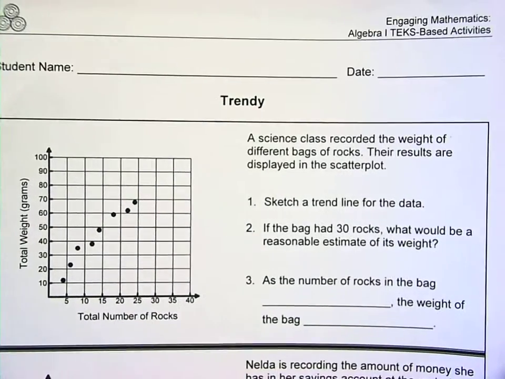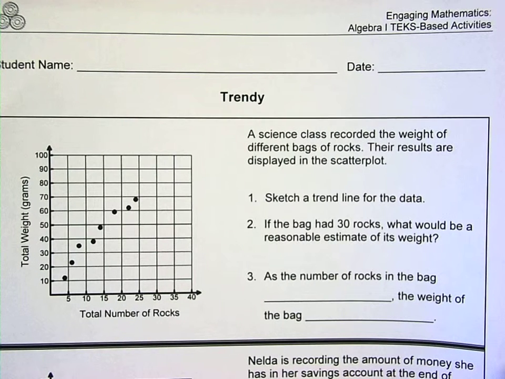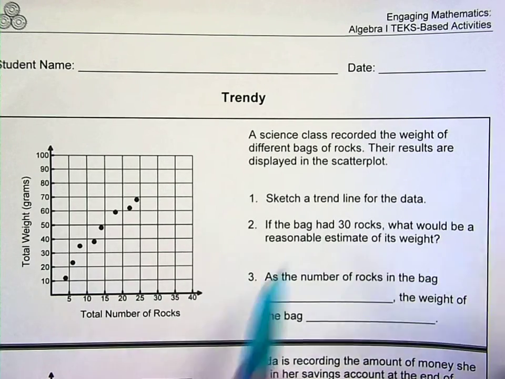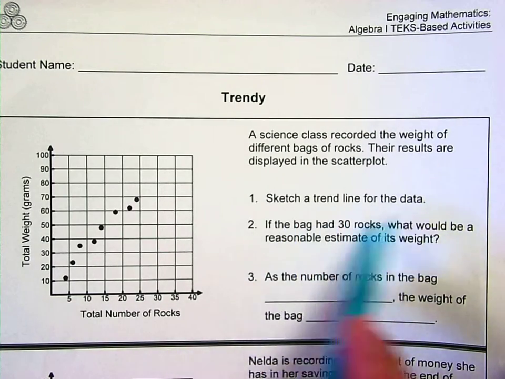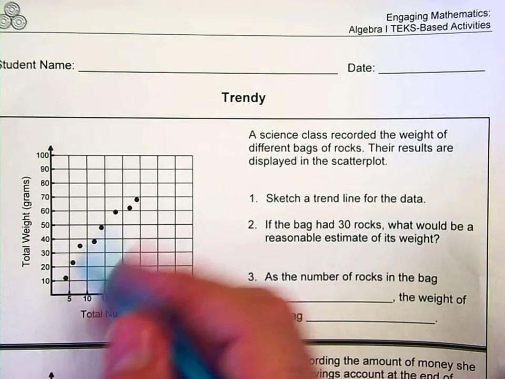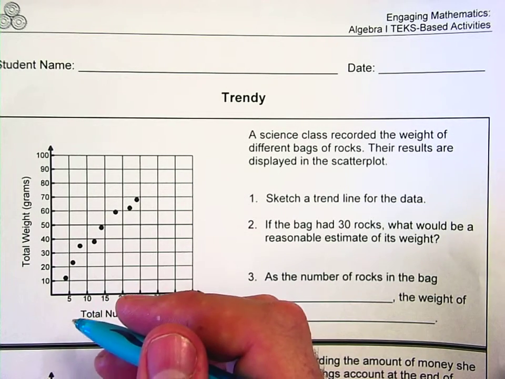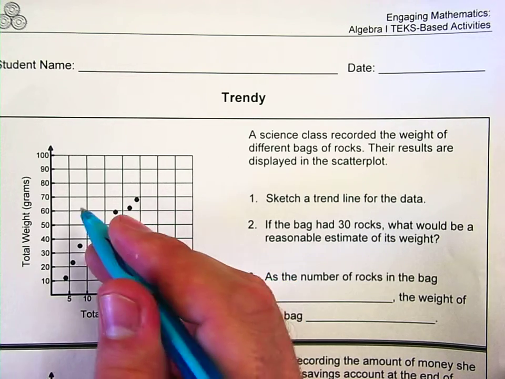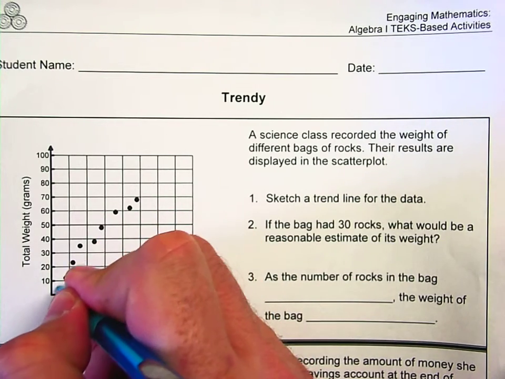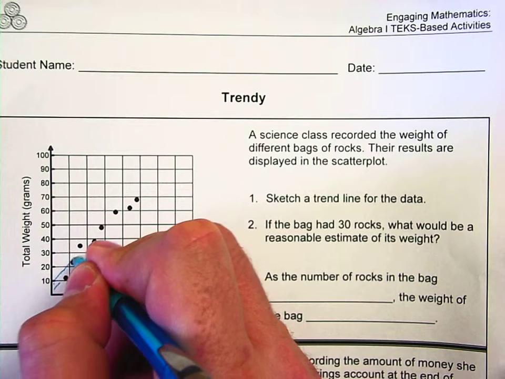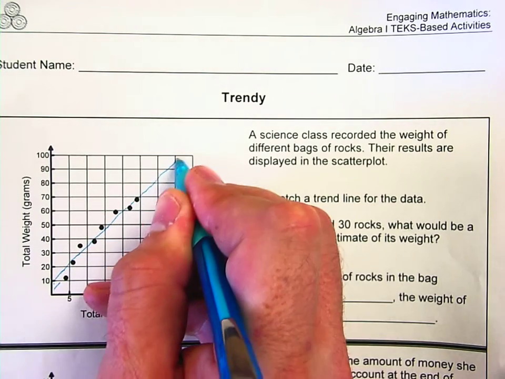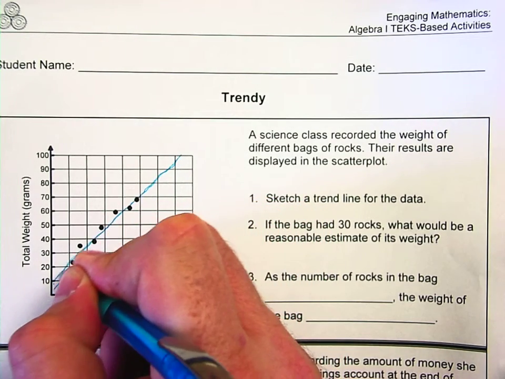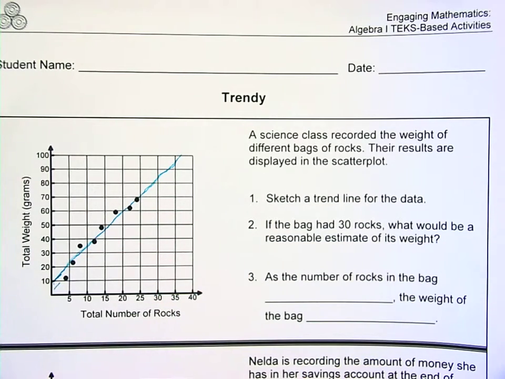So here in this example, we have a science class recording the weight of different bags of rocks. The results are displayed in this scatter plot here. So first, to sketch a trend line is just a line that generally tells us what the data is doing. And we try to get an equal number of points under the line and an equal number of points on top of the line. So I'm going to try to cut those points in half. And sometimes it's kind of hard. It's not always perfect. But the line will probably look something like that.